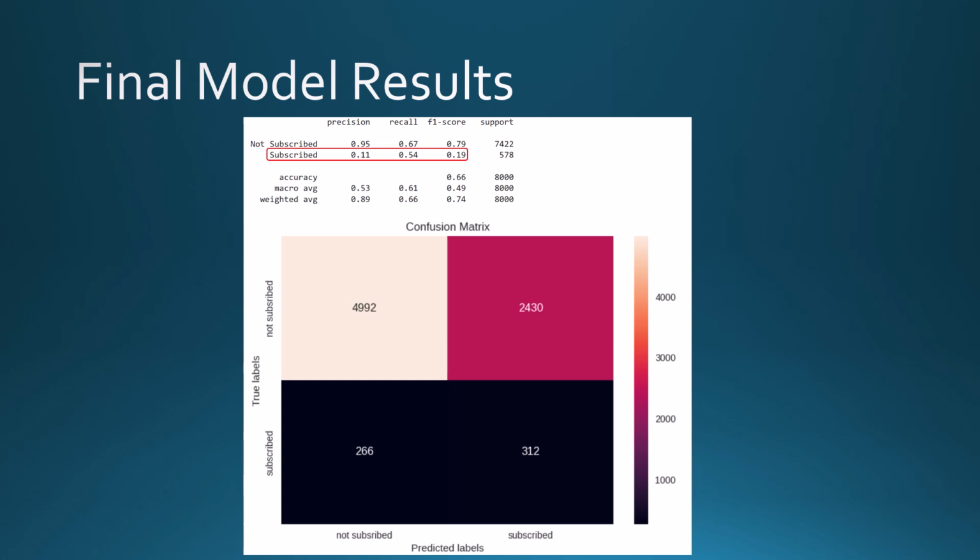To put this in perspective, if the call center continued to reach out to 40,000 customers, it would increase the number of subscribers by 1,655. Alternatively, they could get the same number of current subscribers they have, 2,896, by reaching out to 14,548 fewer customers.